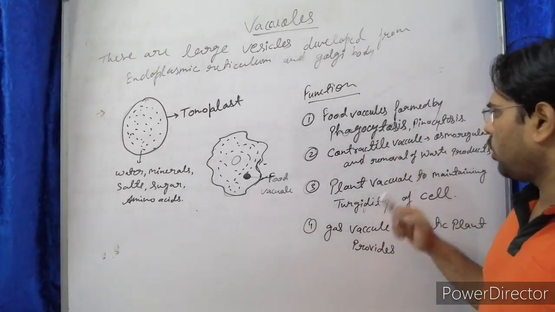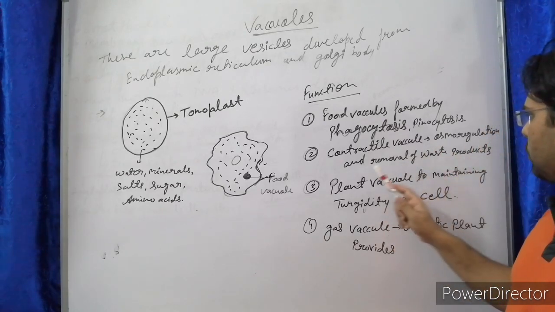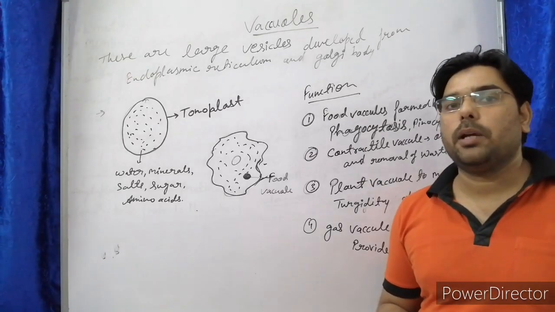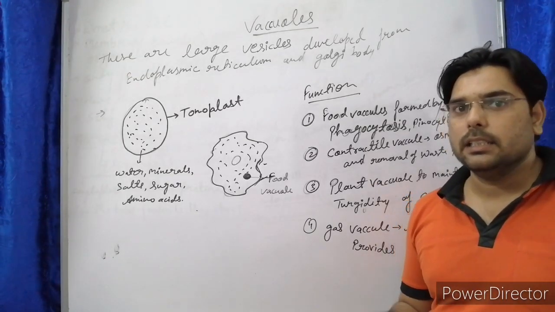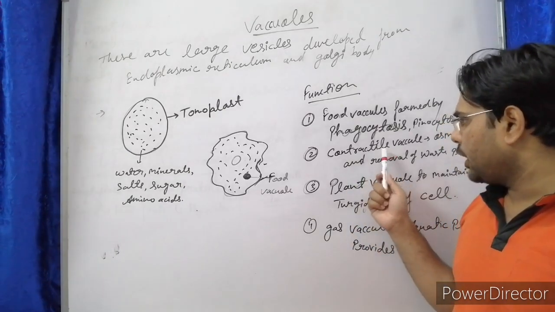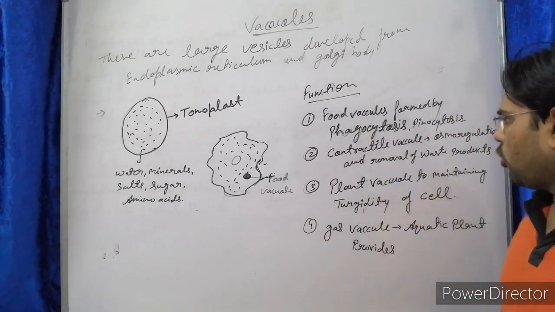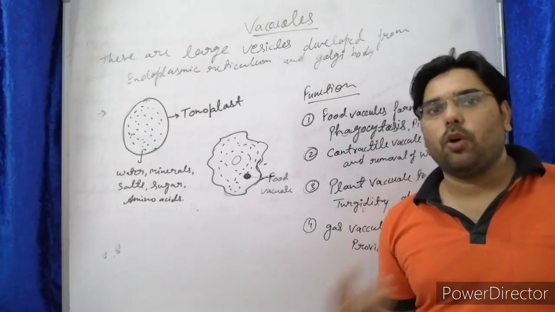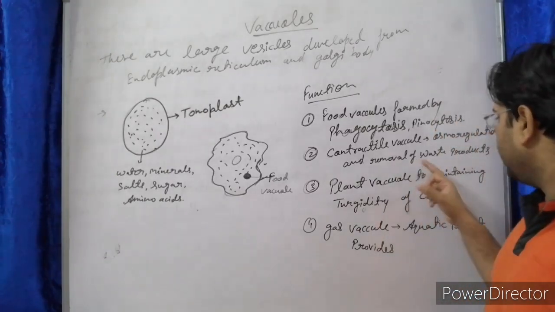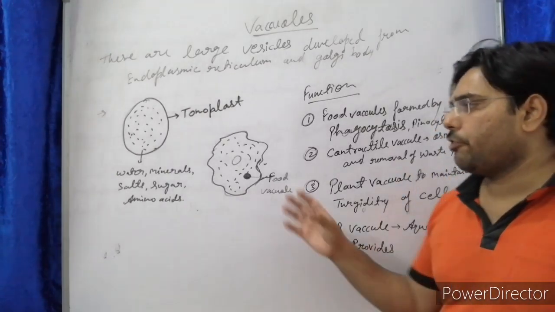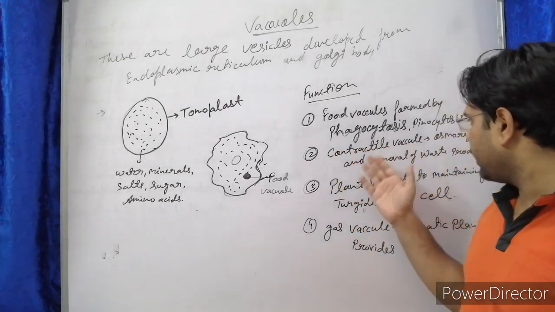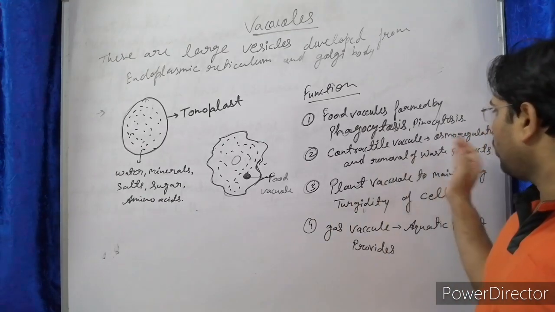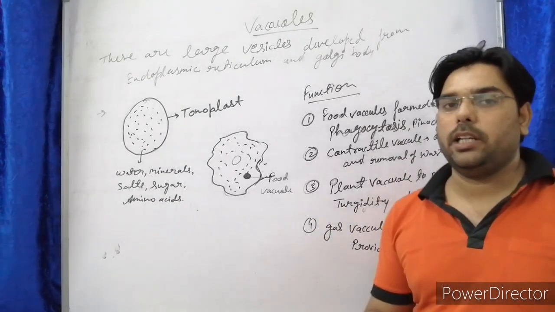What are the functions of these contractile vacuoles? They help in osmoregulation and removal of waste products. So how are waste products removed from protozoans or unicellular animals? This is due to the contractile vacuole. Contractile vacuoles help in maintaining osmoregulation, meaning the osmotic balance, the balance of water inside the cell, and in the removal of waste material from the cell. So these contractile vacuoles in protozoans or unicellular organisms help in osmoregulation and removal of waste material from the body.